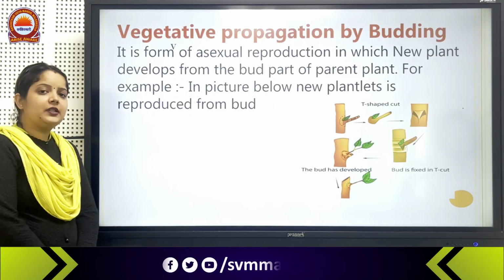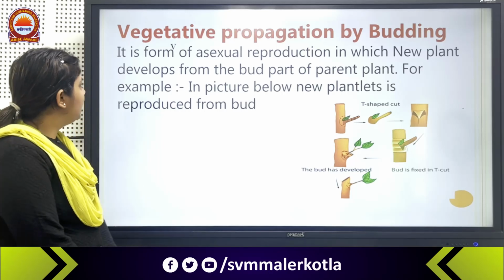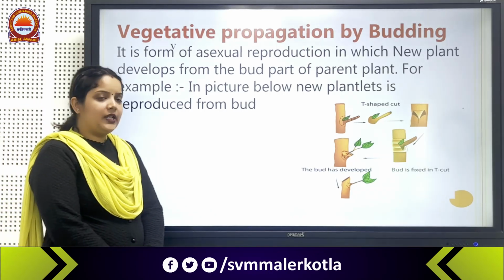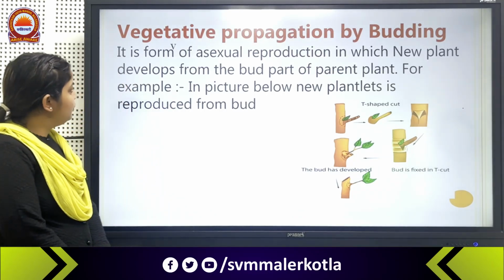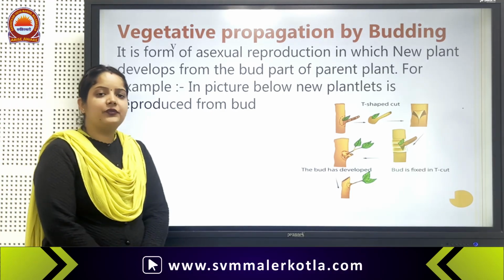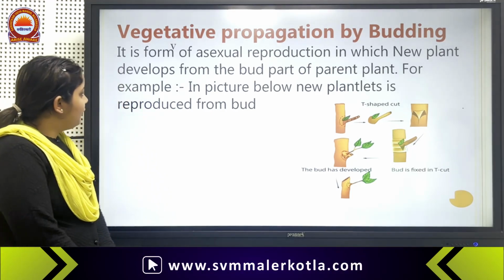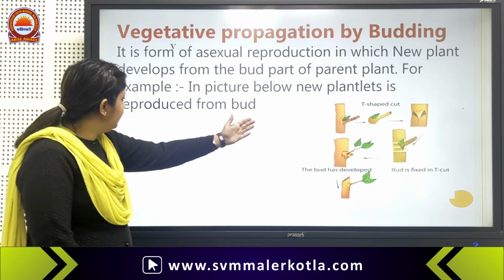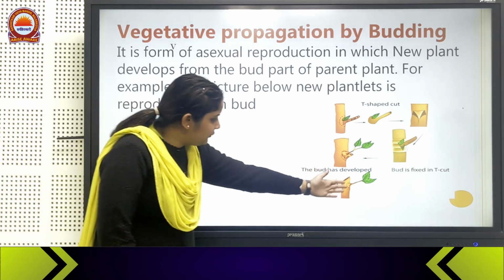Then is the vegetative propagation by budding. It is also a form of asexual reproduction in which new plants develop from the bud part of the parent plant. For example, in the picture below you can see that new plants are produced from the bud.